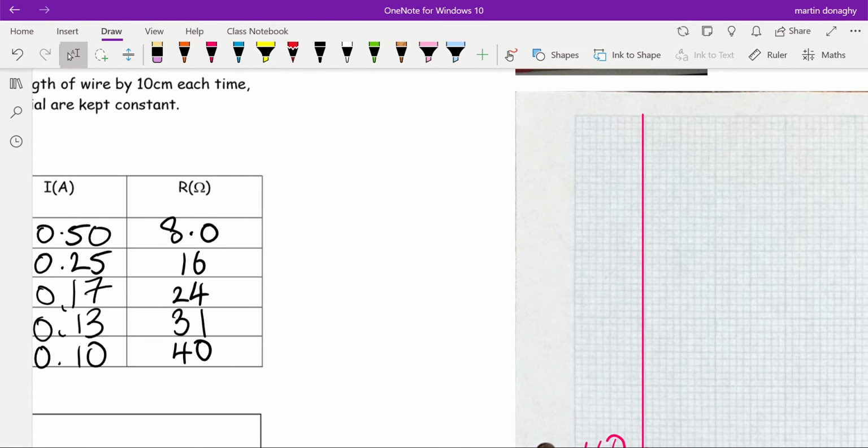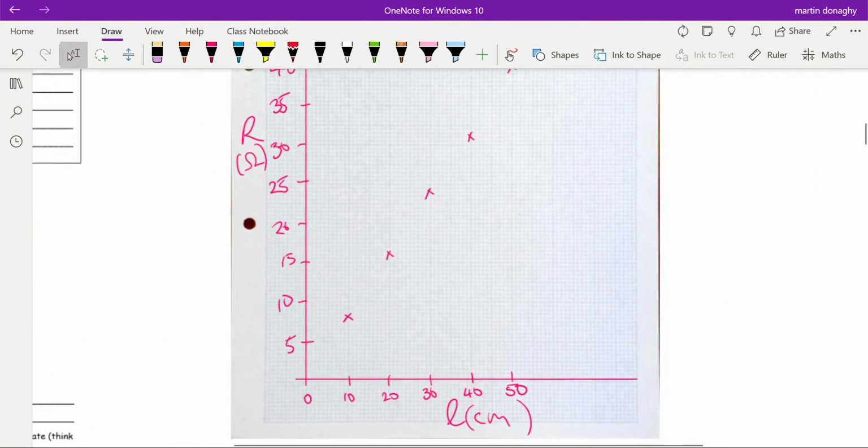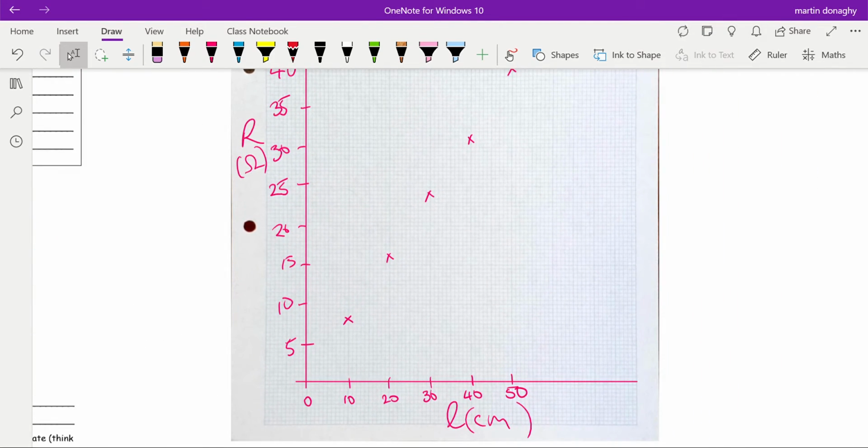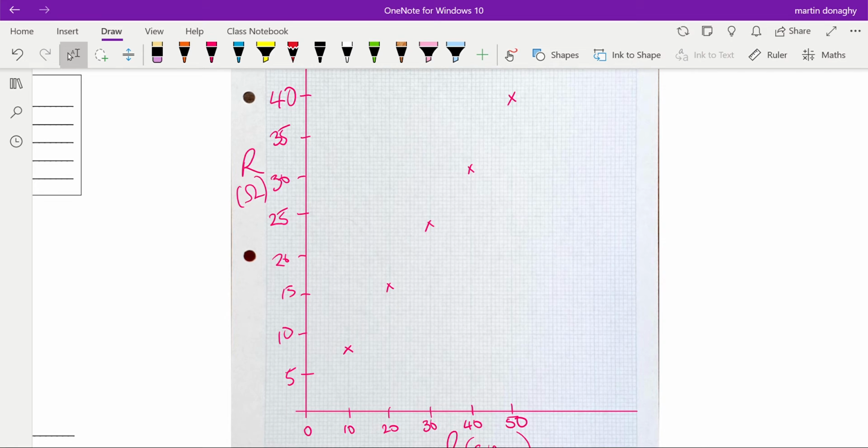So if you pause it here, then we can go through your graph. You should have got something like this. Labeled axes with units, scale probably just about in both sides, taking up more than half the page. So if I go up in tens, I take up 5 out of 9 squares. On the x-axis, if I go up in fives, I take up 8 of 14 squares. So both those scales are okay.